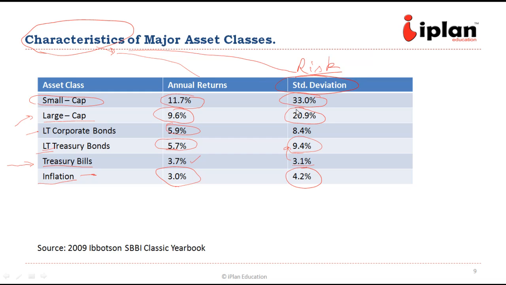So we clearly see that when the risk is rising, the expected return is also rising. And based on our risk appetite, we will choose the asset class or the combination of asset classes to construct a portfolio. Let us move to the next slide.